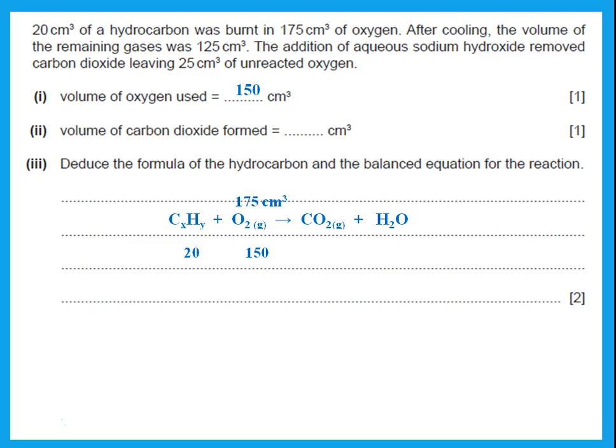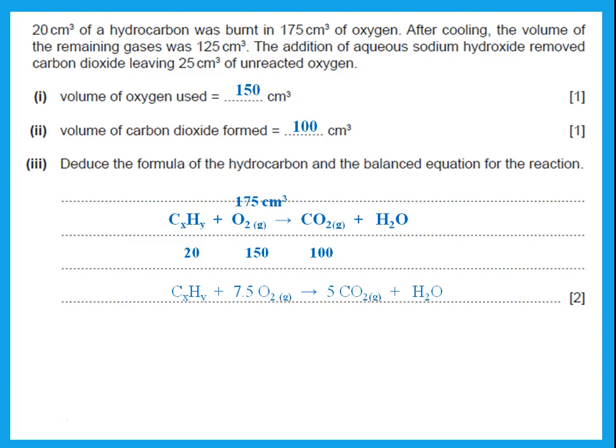Now, he says the remaining gases were 125, and we already said that the 125 is the carbon dioxide plus the unreacted oxygen. So if the unreacted oxygen is 25, then the carbon dioxide was what? It was 100. So that means that the volume of carbon dioxide formed was 100 centimeter cubed, and I have ratios between the volumes of the reactants and the product. So if I say 20 centimeter cubed of the hydrocarbon reacted with 150 of the oxygen to give 100 of the CO2, well, I can simplify all this by dividing by 20 in order to have some sort of balanced equation.